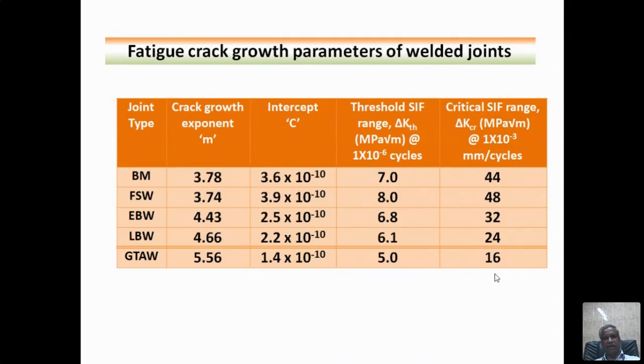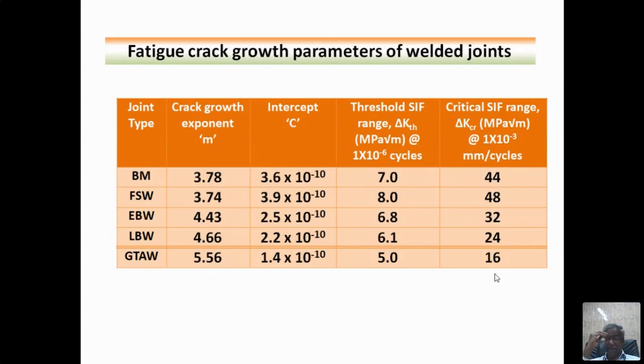Okay, each curve for base metal, FSW, EBW, MW, GTW, see the crack growth exponent. M is the slope of the curve, and C is the intercept of the curve. And threshold is the stress intensity factor at 1 into 10 power minus 6 cycle. Normally, for unwelded material, they will not take 1 into 10 power minus 6, they will take 1 into 10 power minus 7 cycle. Because this is a welded joint, and welded joints will have micron level defects in the joint, so they are giving a consideration for that.